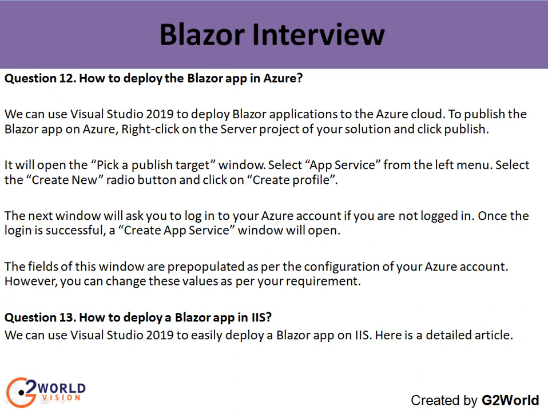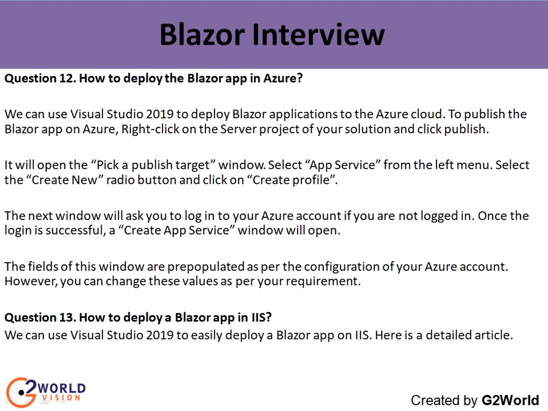Question number 12. How to deploy a Blazor app in Azure? We can use Visual Studio 2019 to deploy a web application to the Azure cloud. To publish the Blazor app on Azure, right-click the server project of your solution and click Finish. It will open the Pick a publish target window. Select App Service from the left menu, select the Create New radio button and click Create Profile.